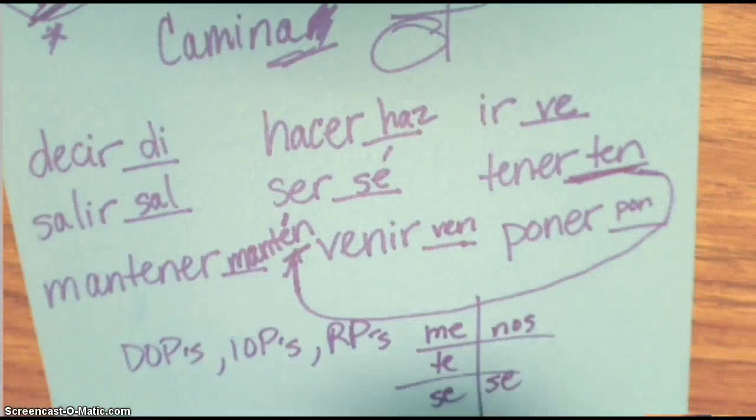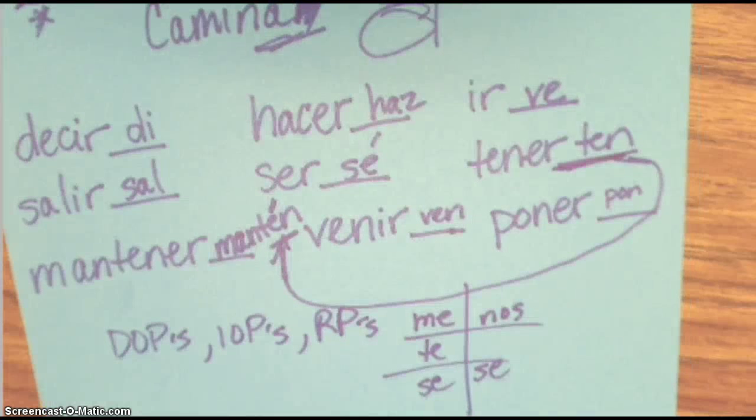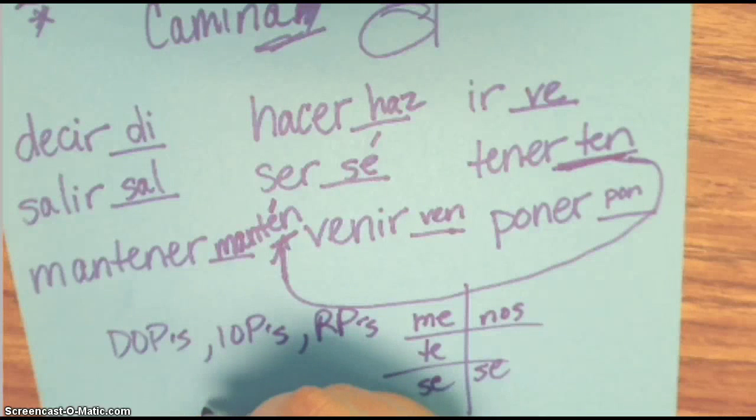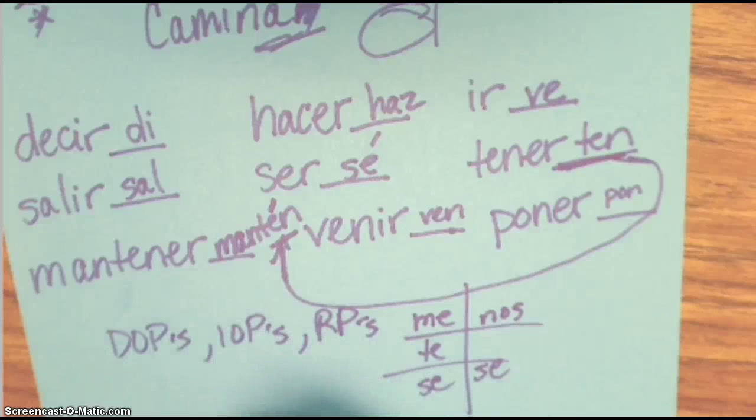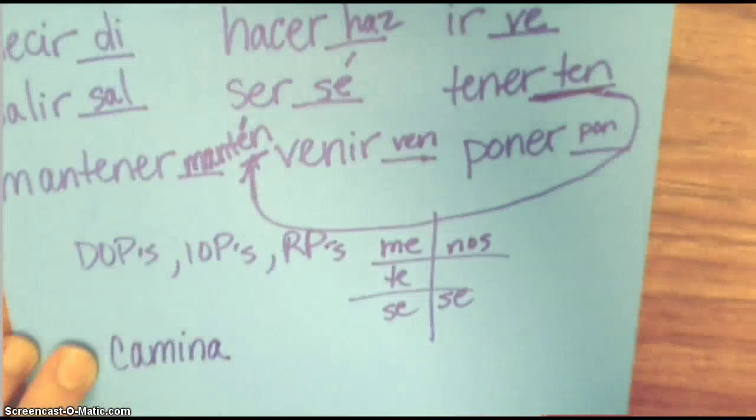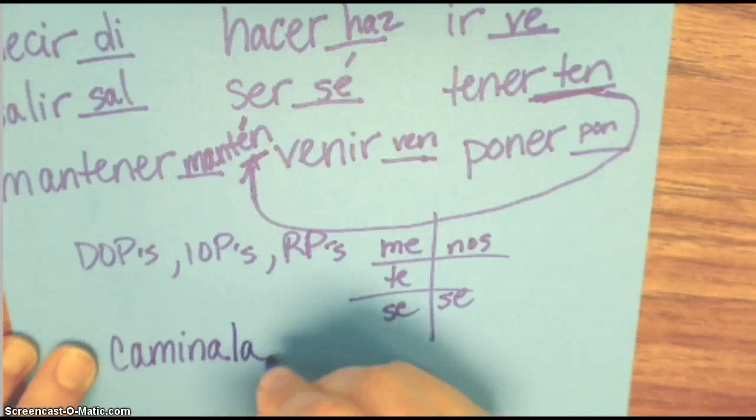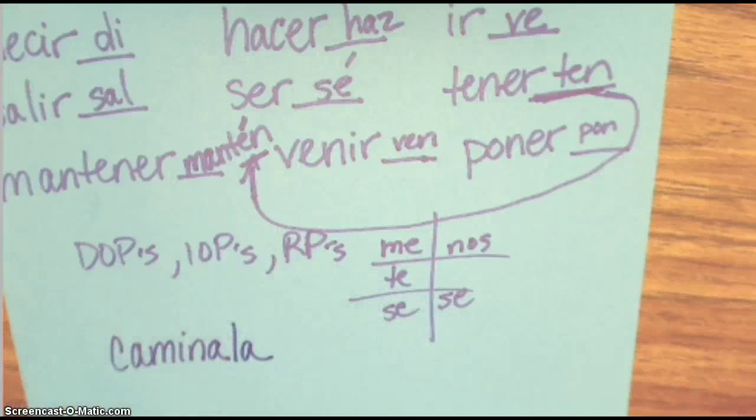So if I wanted to say walk the plank, and let's assume that the plank is a feminine word, so I'm going to take camina. And if I'm saying walk the plank, that's like me saying walk it, right? So I'm going to put the la on the end of it, caminala, but I have to add an accent to show where the stress would be.